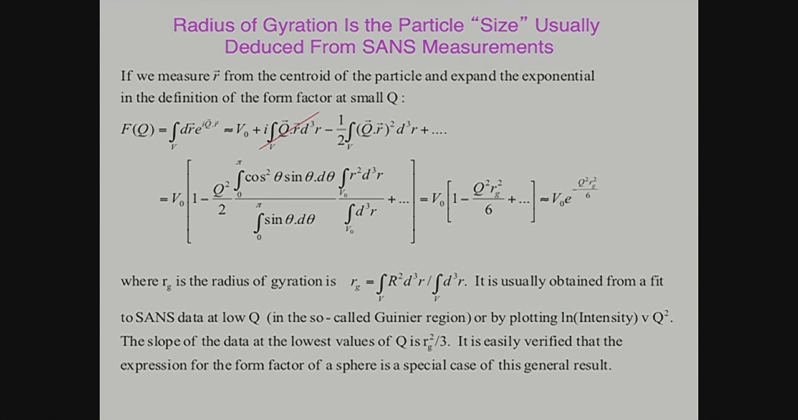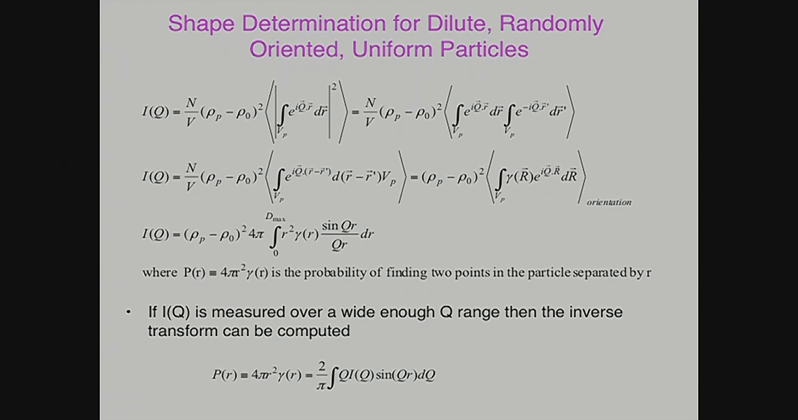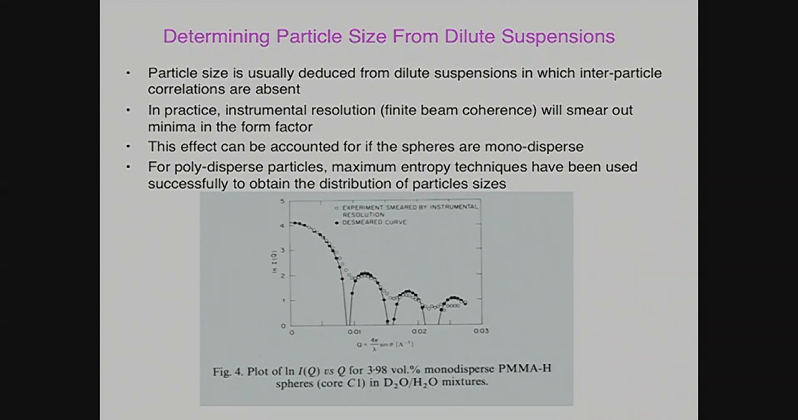So at very small Q, in SANS experiments, you're essentially measuring something which is proportional to an exponential function of the radius of gyration. What I told you now is that SANS can measure the molecular weight of the object you're looking at by looking at the magnitude of the scattering at Q equals zero. And now I've told you that at very small Q, it can also measure some parameter, which is the average size of the item that you're looking at.